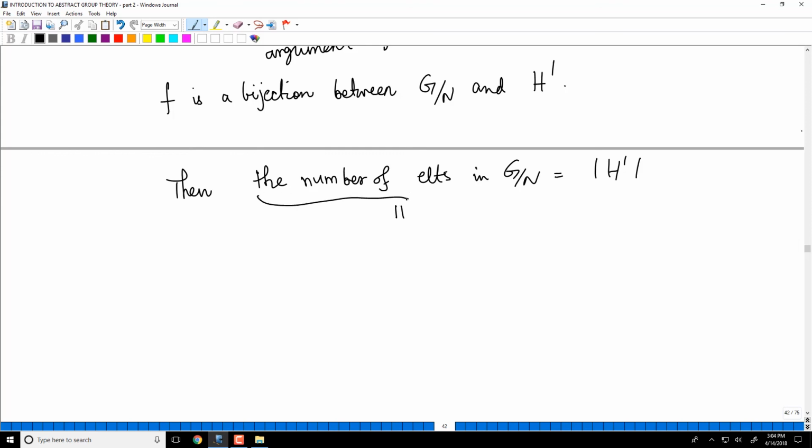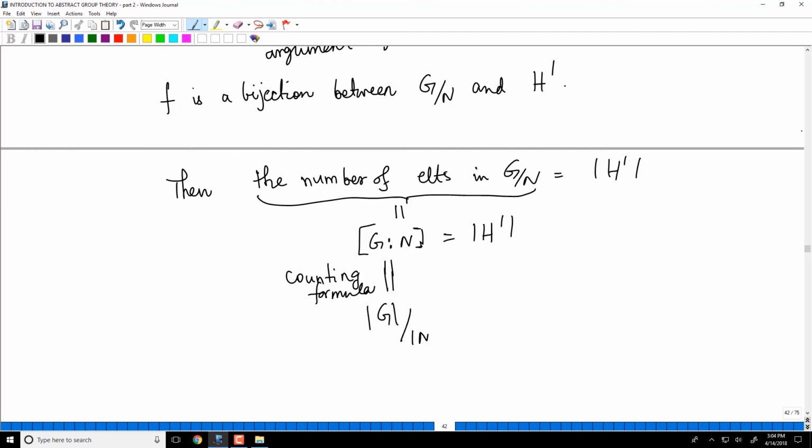But what is the number of elements in G mod N? G mod N being the set of left cosets, the number of elements in G mod N is precisely the number of left cosets of N in G, which we denote by this symbol [G : N]. So [G : N] is equal to the cardinality of H prime. But what is [G : N]? By counting formula, which I recorded at the beginning of this video, [G : N] is equal to order of G over order of N, which is equal to order of H prime, which implies order of G is equal to order of N times order of H prime as desired.